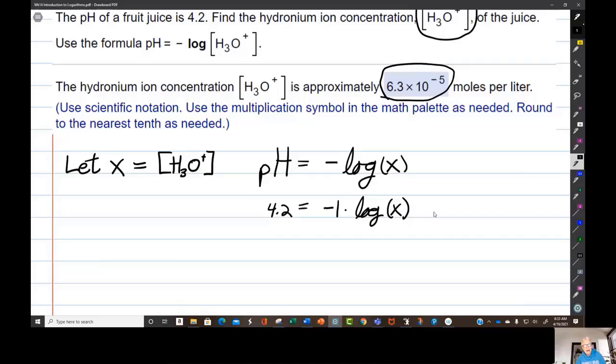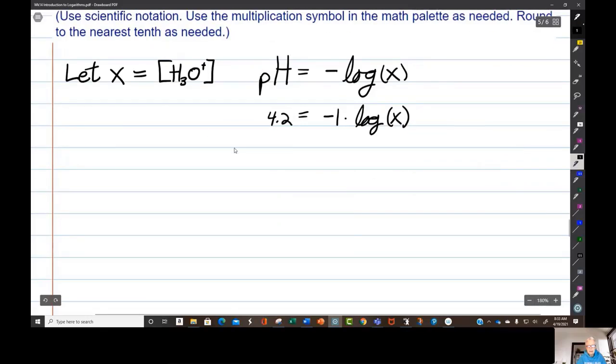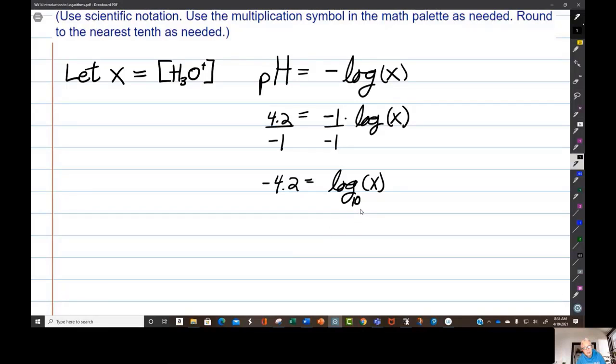All right, now to solve for log x. I've got to solve for log x before I can solve for x. That makes sense. So I'll divide out negative 1 by dividing both sides by it. Okay, now that's going to give me negative 4.2 equals the log of x, which is really log base 10. Well now, this is a logarithmic equation, which means this is the exponent. This is the base. This is the argument, which also is the other.